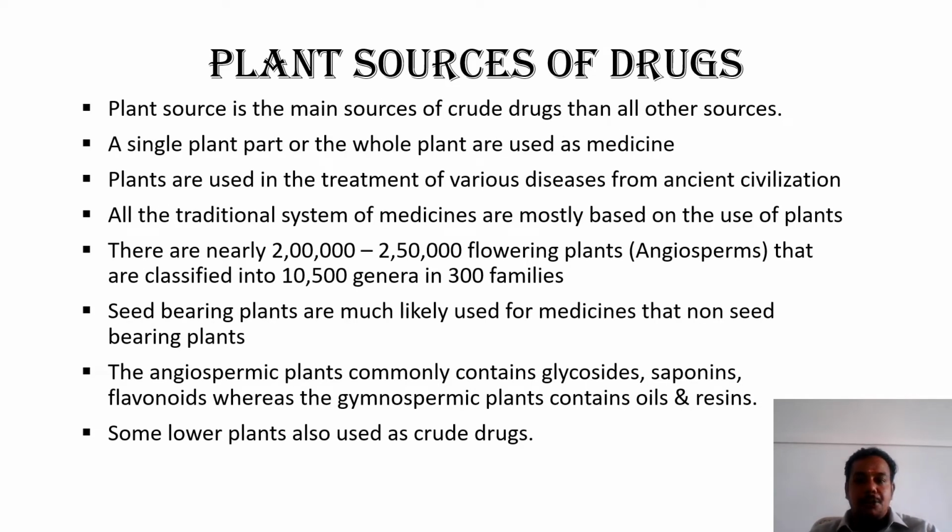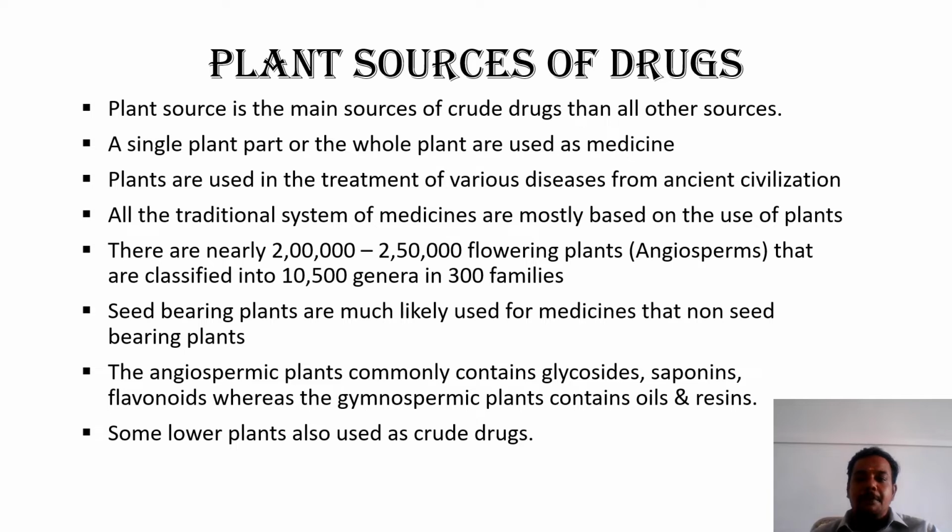So number 1, plant sources of drugs. From where are we getting crude drugs? The plant source is the main source of crude drugs compared to all other sources. In the first slide itself, I mentioned that plant source yields the majority of crude drugs. A single plant part or the whole plant is used as medicine. A single specific plant part, like a leaf, flower, fruit or root, will be used as medicine, or else the entire plant is used as medicine.